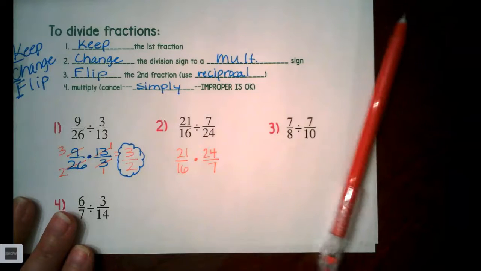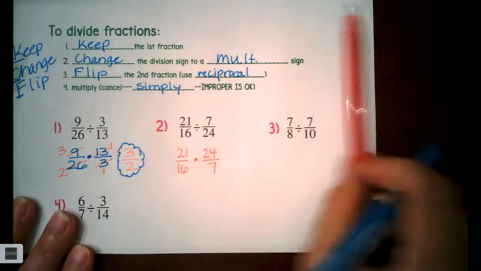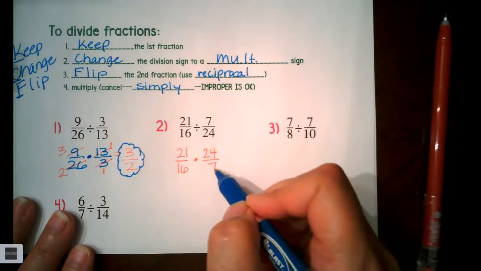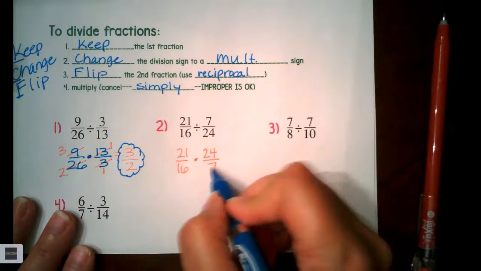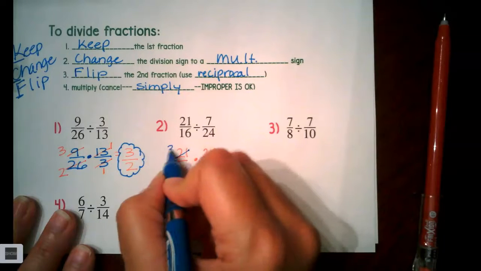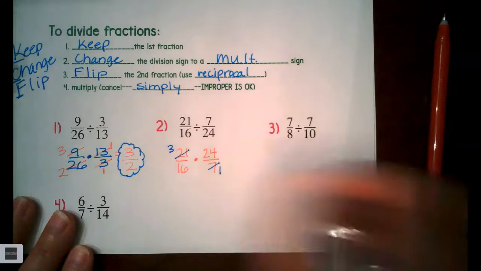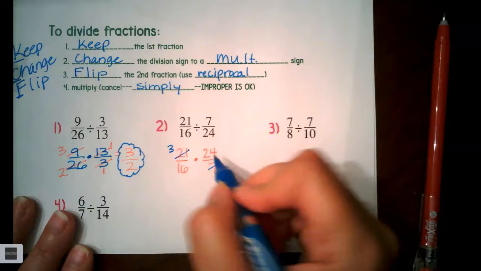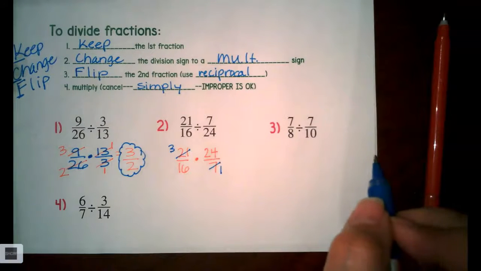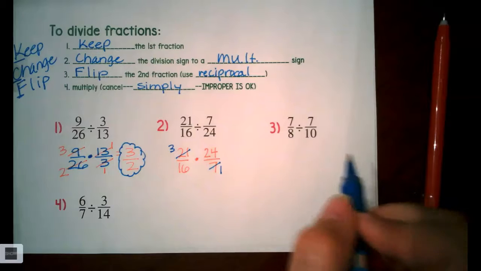Alright, now let's see if we can do any canceling diagonally before we multiply. Definitely can cancel here. 7 goes into 7 once. 7 goes into 21 3 times. Now 16 cannot go into 24, but that doesn't mean we can't cancel. What is the number that goes into 16 and 24?